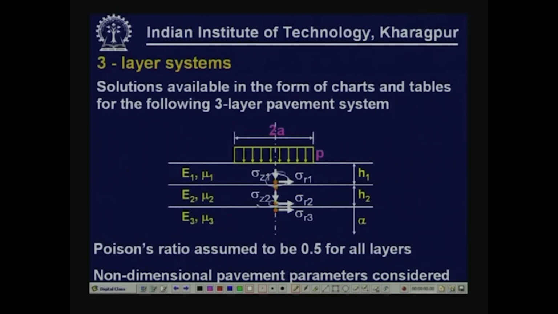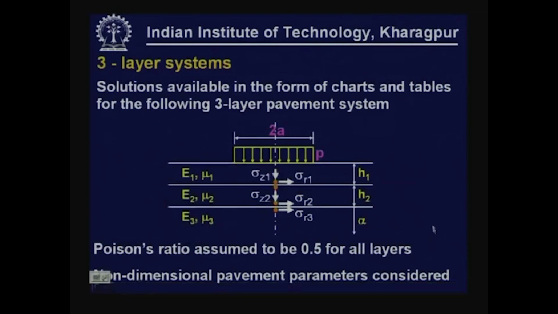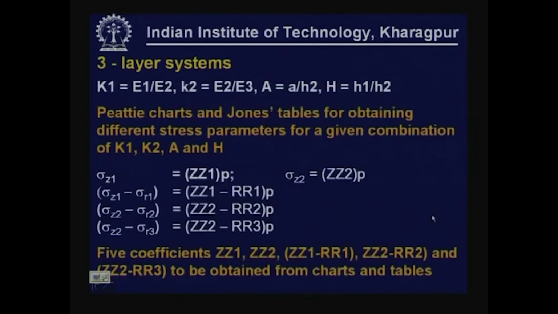interface in both layers. This system is characterized by thicknesses H1 and H2 and the elastic properties for all the three layers and the circular contact area applied at the surface. So, we consider non-dimensional pavement parameters to characterize this pavement, that is K1 expressed as E1 by E2, K2 expressed as E2 by E3, A load contact area divided by second layer thickness, H thickness of first layer and thickness divided by thickness of second layer. PT has given charts and Jones has given tables for calculating all these parameters.